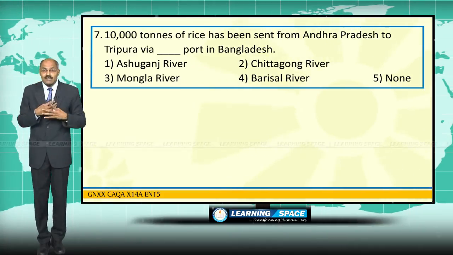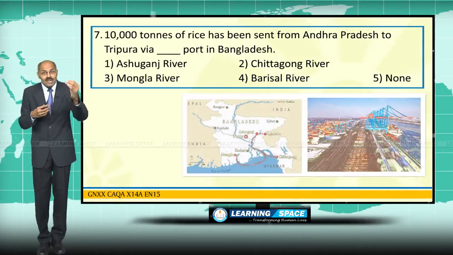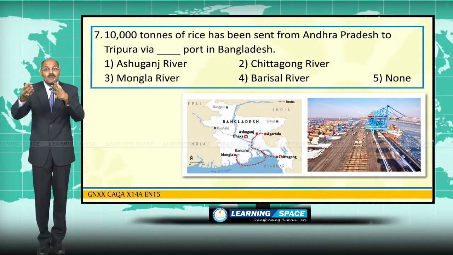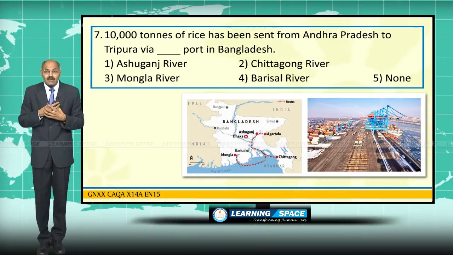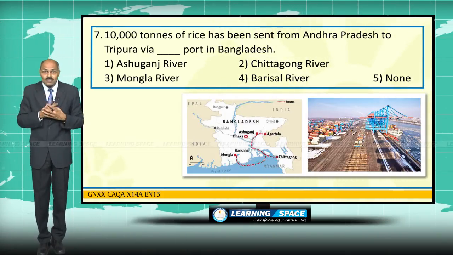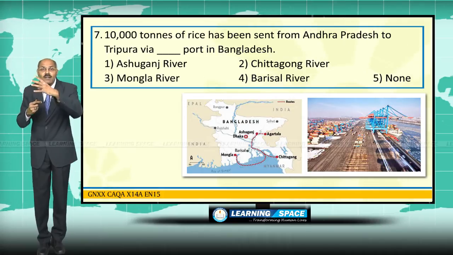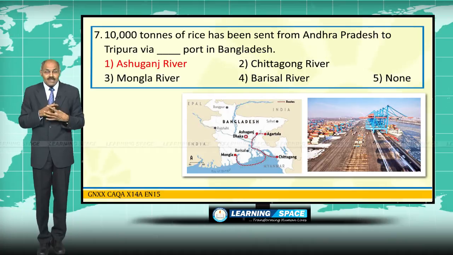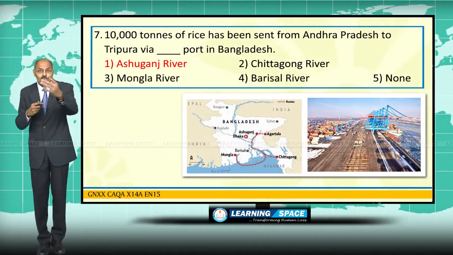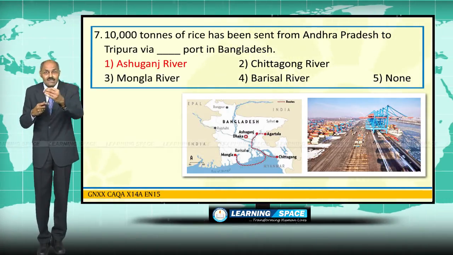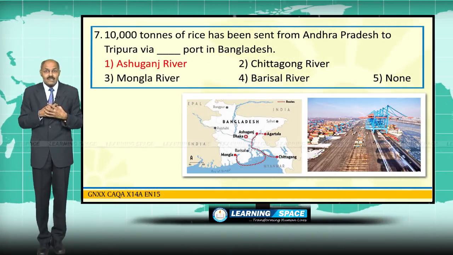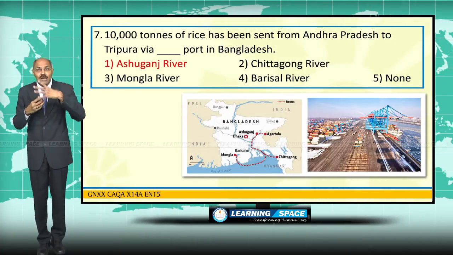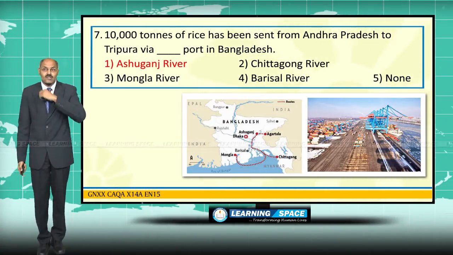10,000 tons of rice was sent by utilizing Ashoganj River port in Bangladesh. The distance becomes nearer. Otherwise, they have to go around through the land route. By utilizing the river port facility of Bangladesh, that is Ashoganj River port, rice was recently sent from Andhra Pradesh to Tripura. It reduced the distance drastically, and it is mutual cooperation between Bangladesh and India. Please don't forget, Ashoganj River port is in Bangladesh.